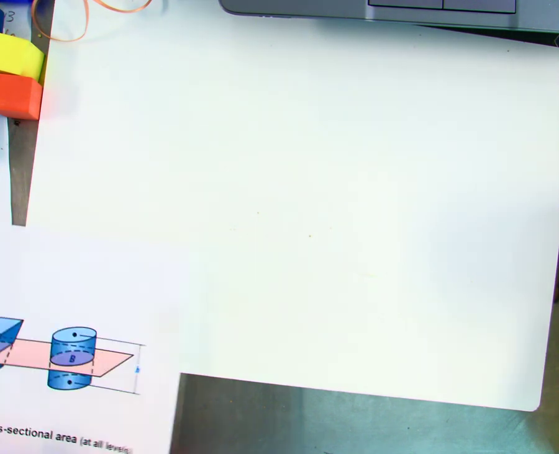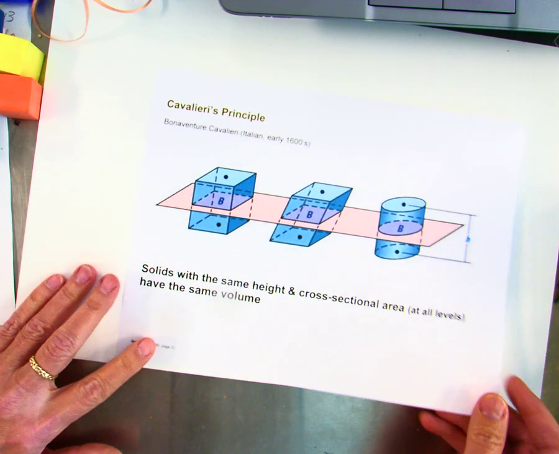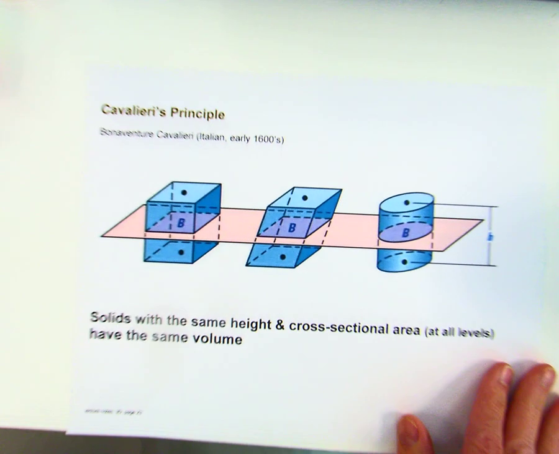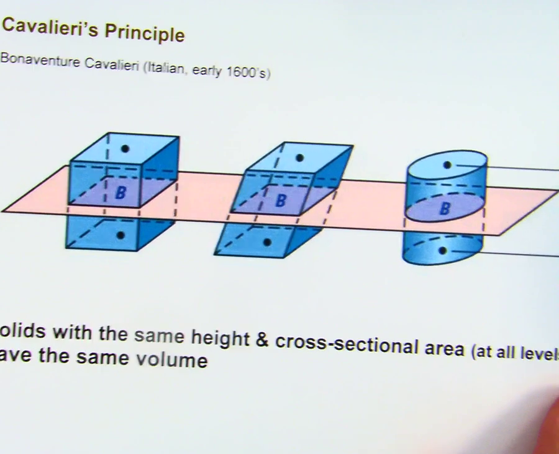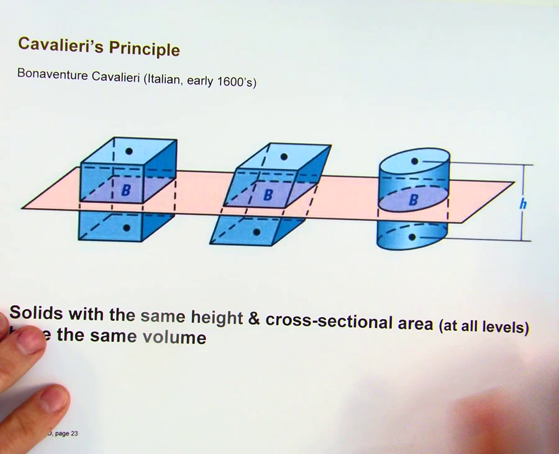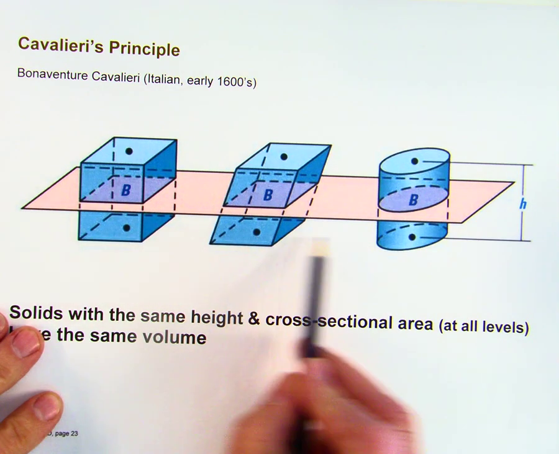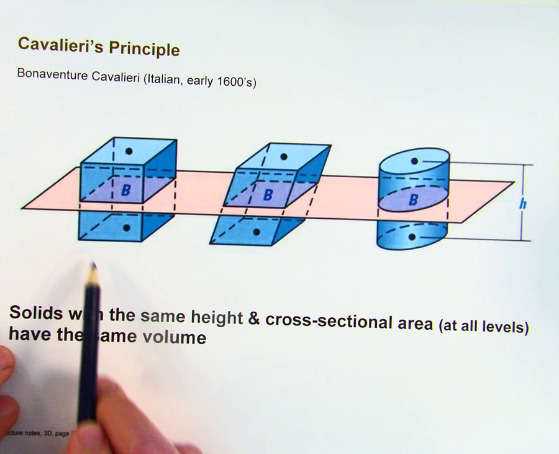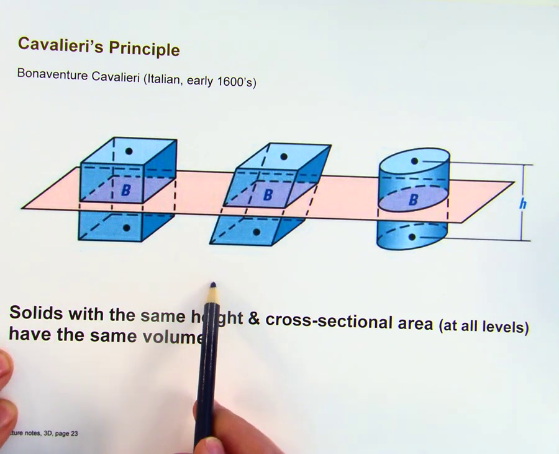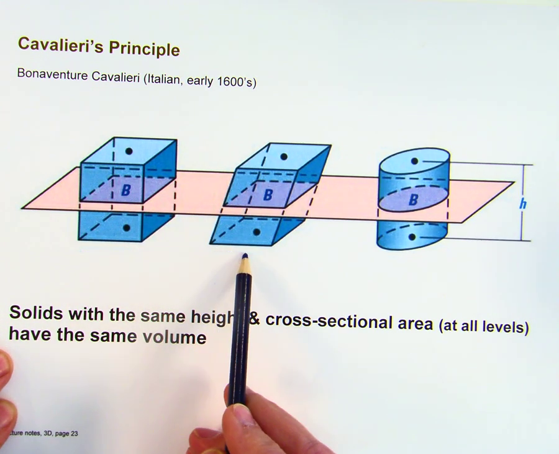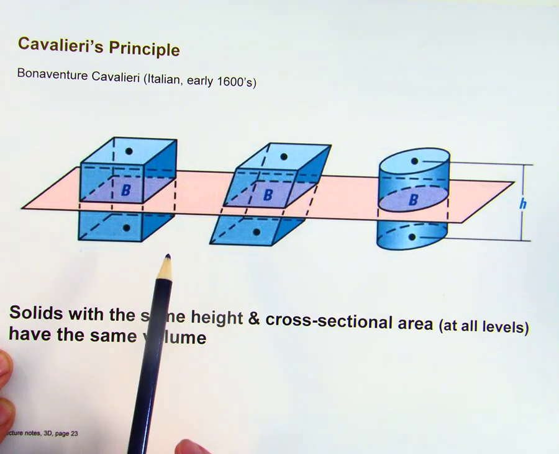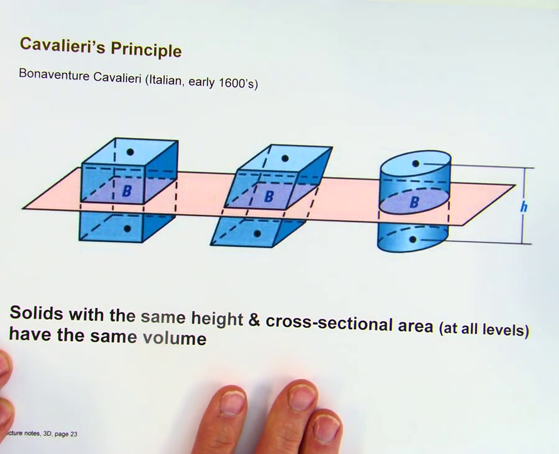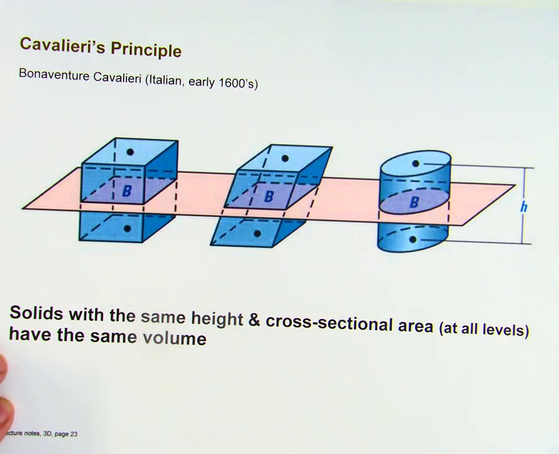So what we see is that no matter how you configure it, you can make it oblique or it can be a different shape, if the area of the base is the same, and it's made piled up with straight sides, the volume will be the same, and the cross-sectional area wherever will be the same. This is Cavalieri's principle. Solids with the same height and cross-sectional area at all levels have the same volume.